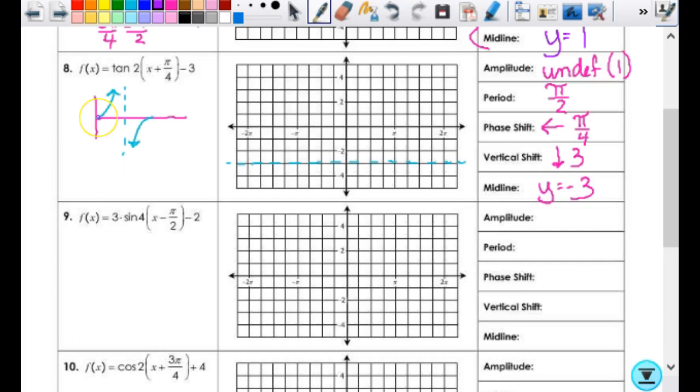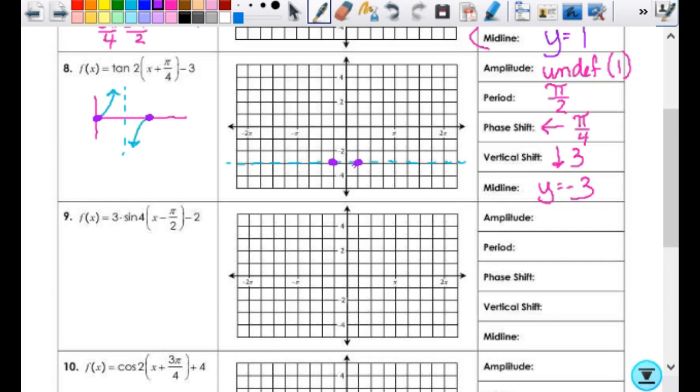Tangent starts at 0, 0. So this is my new 0, 0. That's taking care of the vertical shift. I have a phase shift. I have to go to the left, pi fourths. So this is pi fourths right here, and that's my point. So that's this one. I now want this one, which will also be on that midline. The distance between these two is the period. The period is pi halves. Each space is pi fourths, so I go 2 of them, there's pi halves. There's the beginning and the end of the period.